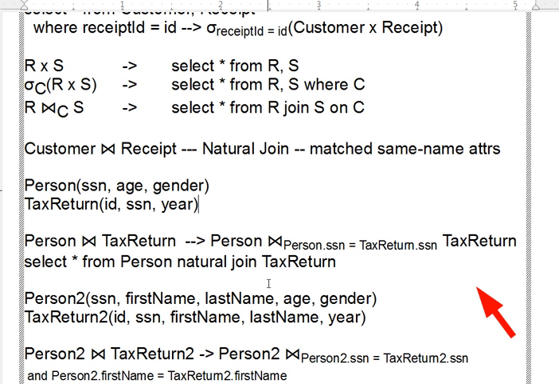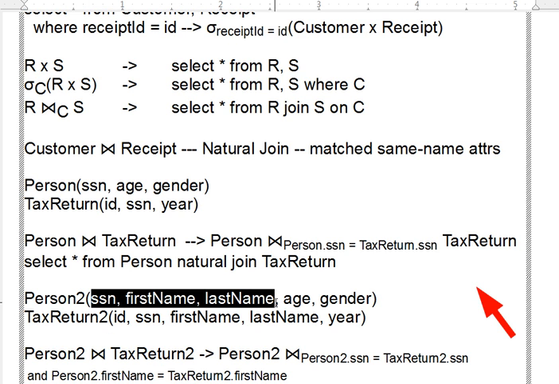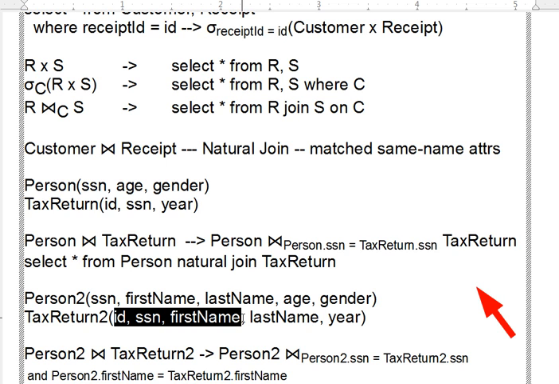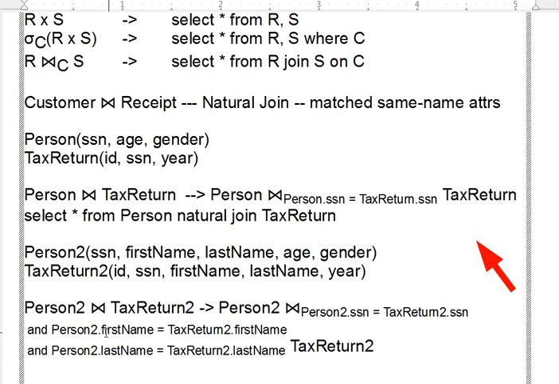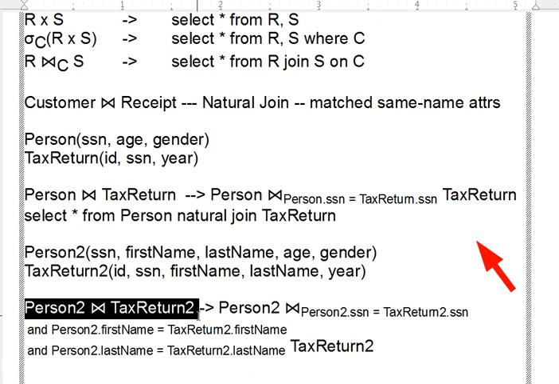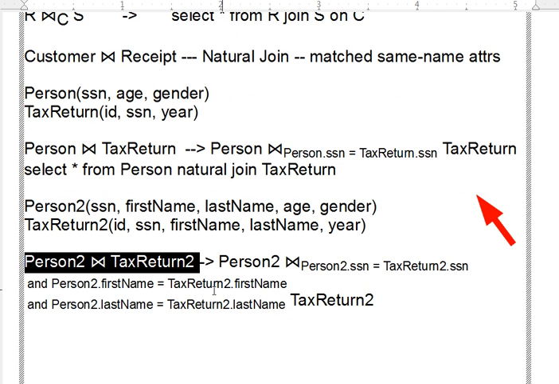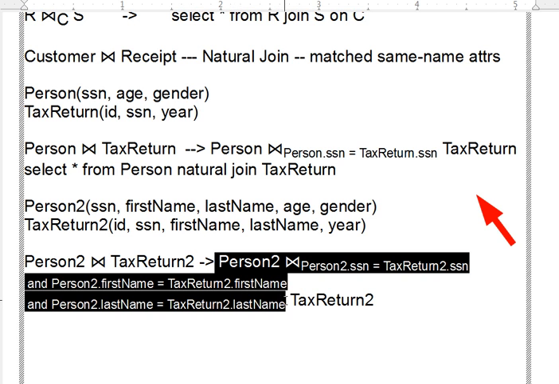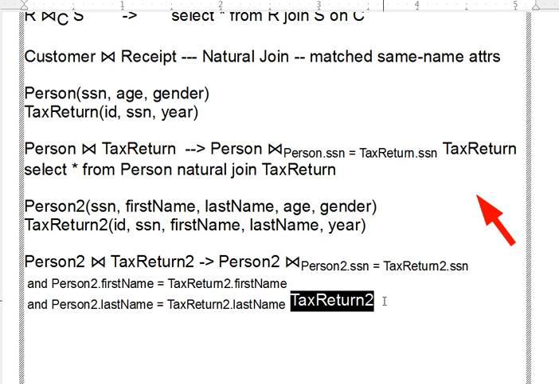Let's say we augment the social security primary key with attributes first name and last name in person 2, in an effort to compensate for the fact that social security numbers get reused on death. And then we'll have tax return 2 likewise. So the foreign key and primary key are now multi-attribute. And the natural join between the two now translates to person 2 join with all of that condition, all of the same named attributes matching on tax return 2.